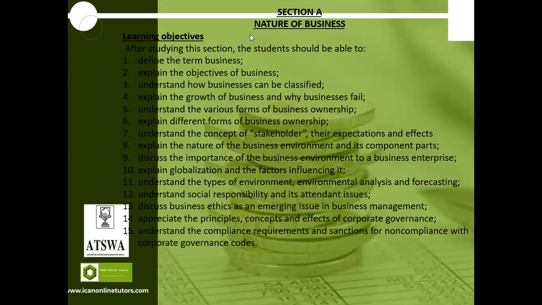We'll also be talking about what stakeholders are, different types of stakeholders. Then we'll also be talking about the business environment, ethics, and corporate governance. So in section A of the syllabus, these are the things that we need to familiarize ourselves with. Section A of the syllabus deals with the nature of business. You can remember the general overview of this particular subject during the last class.